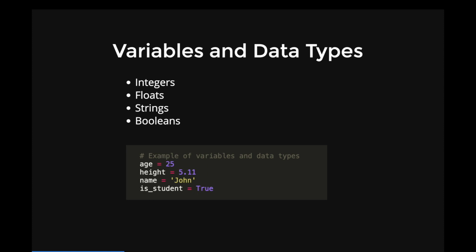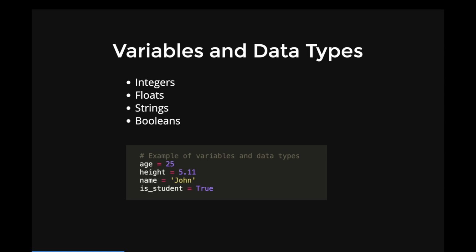Some common data types in Python include integers, which are whole numbers without any decimal points. Example 5, -3, 1000. Floats, numbers that have decimal points. Example 3.14, 0.5, -2.718. Strings, sequences of characters enclosed in single or double quotes. Example, 'hello' in single quotes, "world" in double quotes. You can even have numbers inside it, but it will be a string if you add single quotes to it, like '123' inside single quotes.